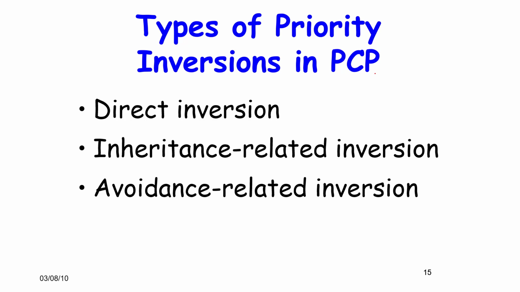So there are different kinds of priority inversions in PCP. One is of course a direct inversion, which means that a low priority task is holding on to the resource and a high priority task comes, and then we see that it needs to wait. The other is inheritance related inversion, where this low priority task is executing, of course, with the priority of the high priority task, and then an intermediate priority task comes whose priority is greater than that of the low priority task, but it will not get access to the CPU because of an inheritance related inversion problem. Then, of course, we have avoidance related inversion.